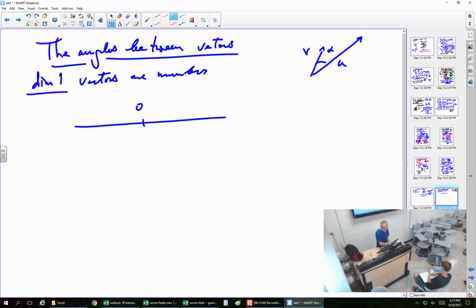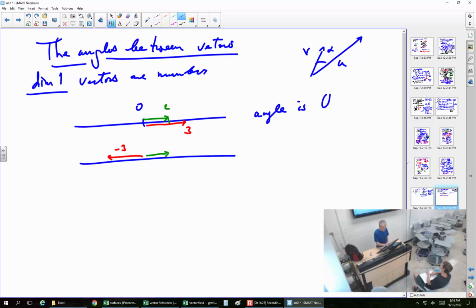So if I pick the case of two numbers, let's say 2 and 3, I try to use vectors just to emphasize that point. 2 and 3, so the angle is 0. Or they could go in the opposite direction. Say this is 2, and I go say -3, from the origin once again. So the angle is pi.